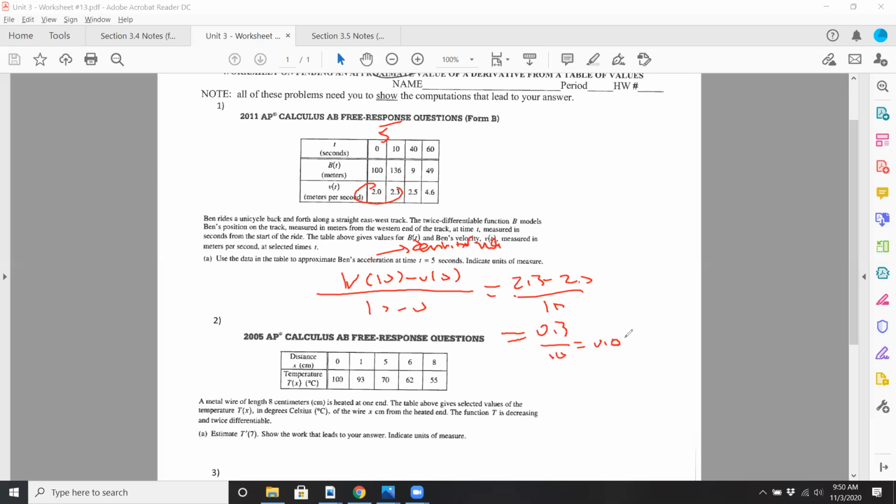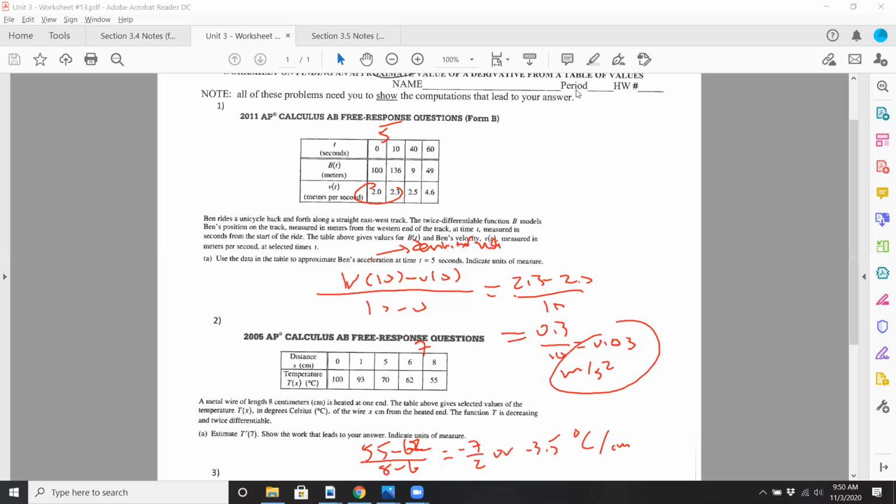Do you have to give the units? They will not give that point on the AP exam. So you have to say meters per second squared. For number 2, 7 is halfway between here, and you're trying to find the change in temperature versus distance. So you're going to say 55 minus 62 over 8 minus 6, or negative 7 over 2, or negative 3.5 degrees Celsius per centimeter.